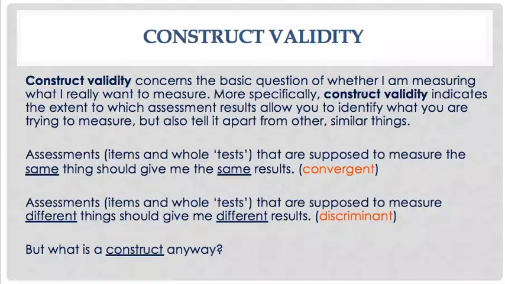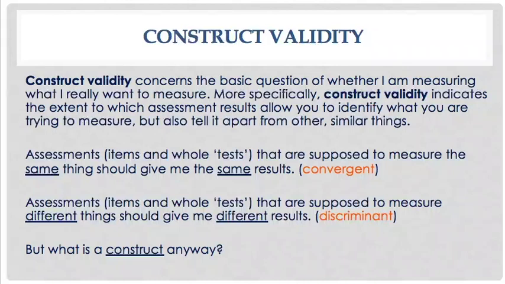Now, construct validity concerns the basic idea about whether or not you're measuring what you really want to measure. Specifically, it is all about the extent to which my assessment results allow me to identify what I am trying to measure, but also tell it apart from other similar things. Assessments, items and whole tests that are supposed to measure the same thing should give me the same results. And assessments, items or tests that are not supposed to measure the same thing, or measure different things, should give me different results.